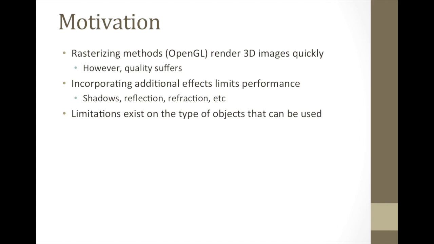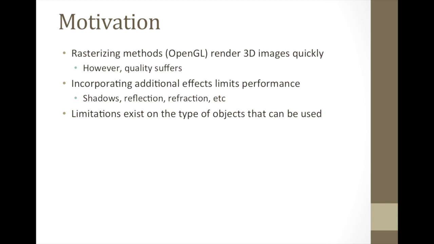Initially in computer graphics we focus on high performance interactive graphics, and these tend to fall in the category of rasterizing methods. OpenGL uses these rasterizing methods to render 3D images really quickly. These 3D images are based on polygonal meshes. They go through the graphics pipeline, and we get the high quality interactive graphics that you often see in games and CAD and that sort of tool.